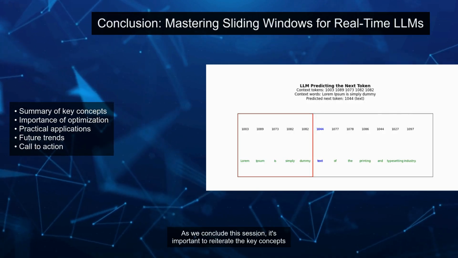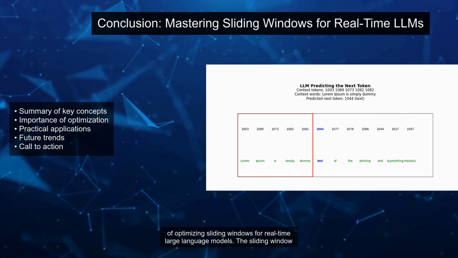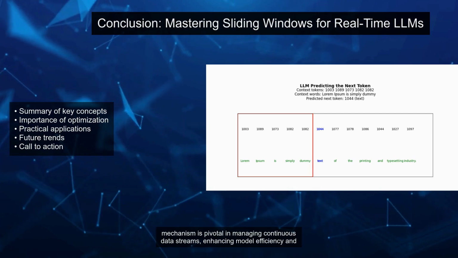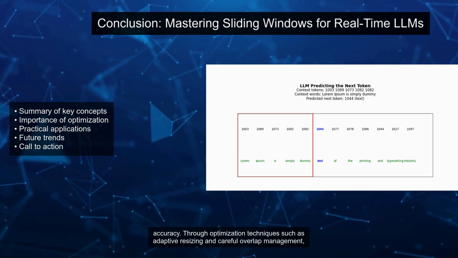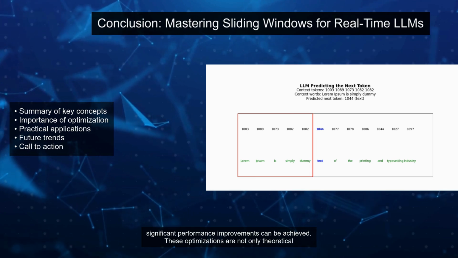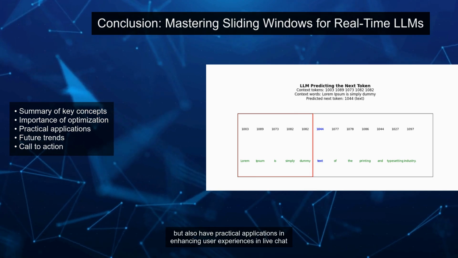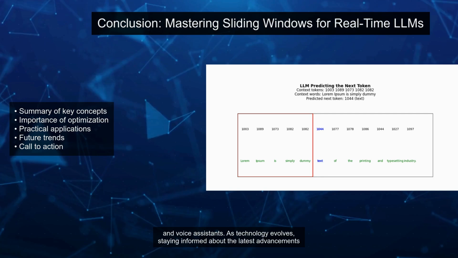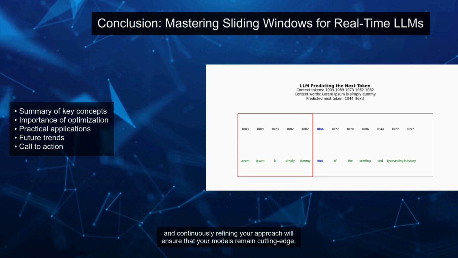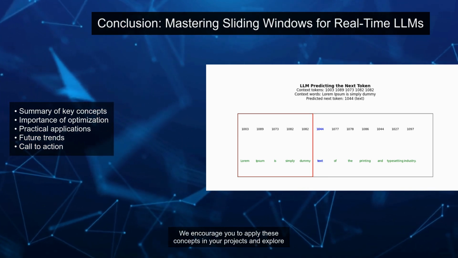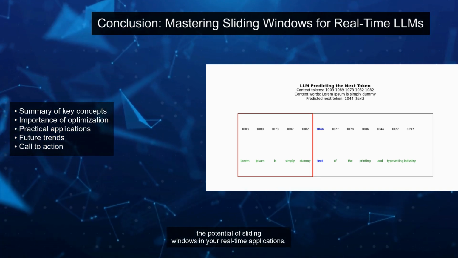As we conclude this session, it's important to reiterate the key concepts of optimizing sliding windows for real-time large language models. The sliding window mechanism is pivotal in managing continuous data streams, enhancing model efficiency and accuracy. Through optimization techniques such as adaptive resizing and careful overlap management, significant performance improvements can be achieved. These optimizations are not only theoretical but also have practical applications in enhancing user experiences in live chat and voice assistants. As technology evolves, staying informed about the latest advancements and continuously refining your approach will ensure that your models remain cutting edge. We encourage you to apply these concepts in your projects and explore the potential of sliding windows in your real-time applications.